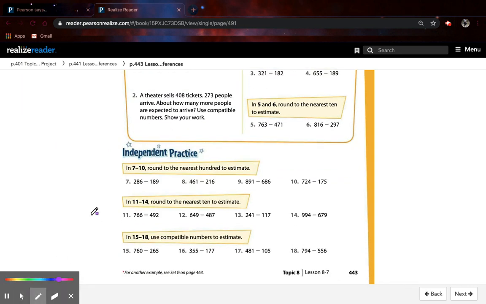Okay. Again, just giving answers, but remember to pay attention to your directions when working on this. Nearest 100 for 7 through 10, nearest 10 for 11 through 14, and compatible numbers for 15 through 18, so your answers may not be the same as mine. Okay, so my answer for number 7 is 100. My answer for number 8 is 300. My answer for number 9 is 200. And my answer for number 10 is 500.